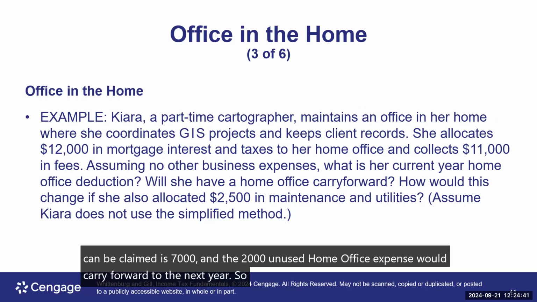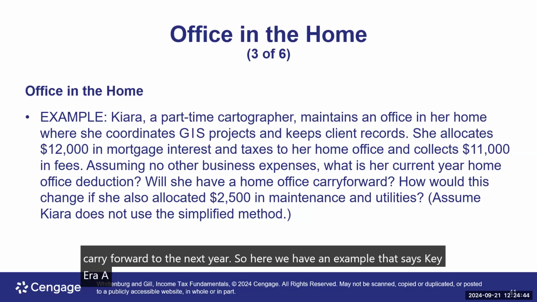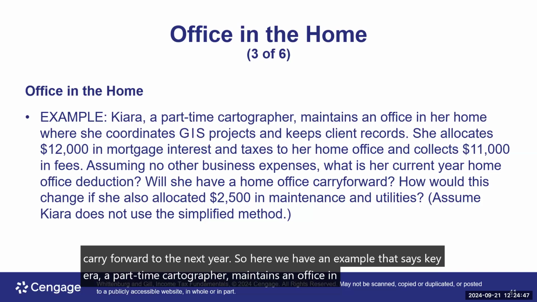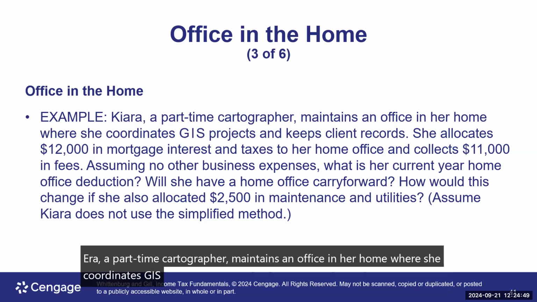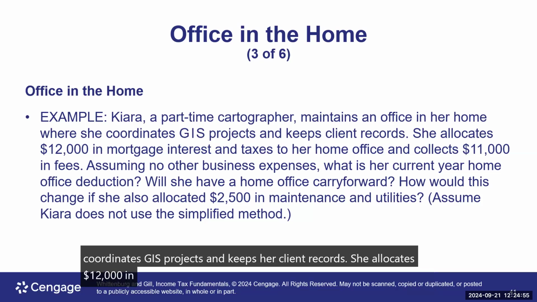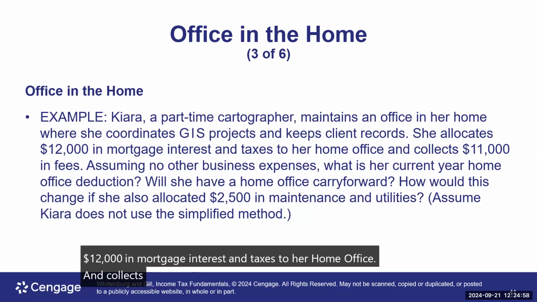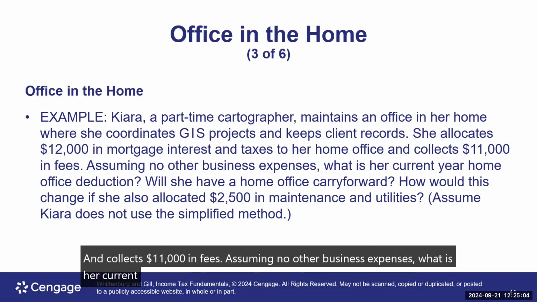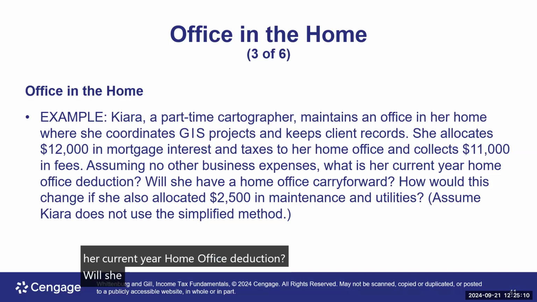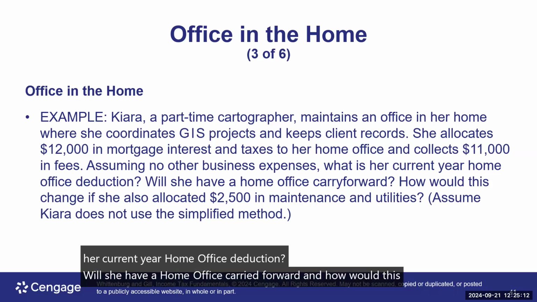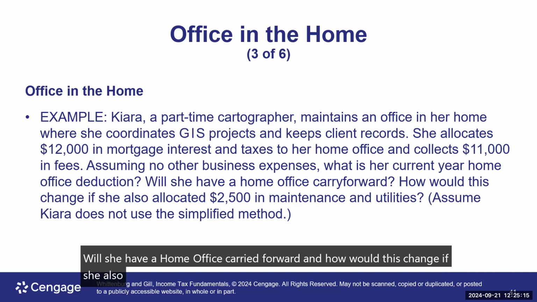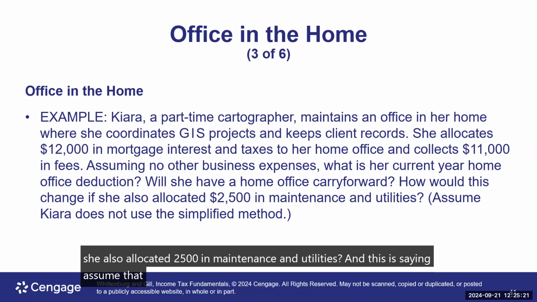So here we have an example. It says Kiara, a part-time photographer, maintains an office in her home where she coordinates GIS projects and keeps her client records. She allocates $12,000 in mortgage interest and taxes to her home office and collects $11,000 in fees. Assuming no other business expenses, what is her current year home office deduction? Will she have a home office carry forward? And how would this change if she also allocated $2,500 in maintenance and utilities? And this is saying assume that she does not use the simplified method.